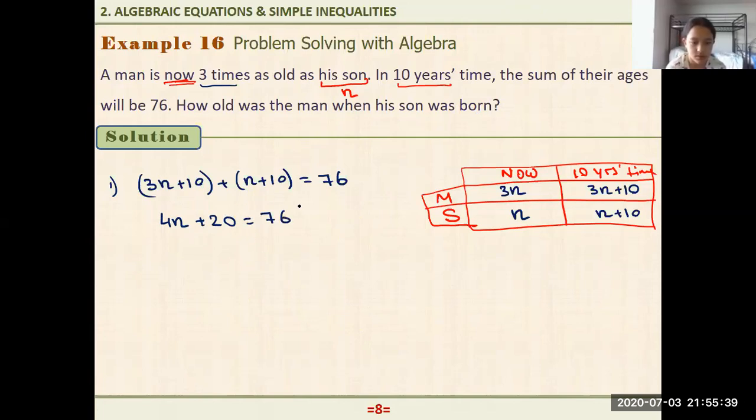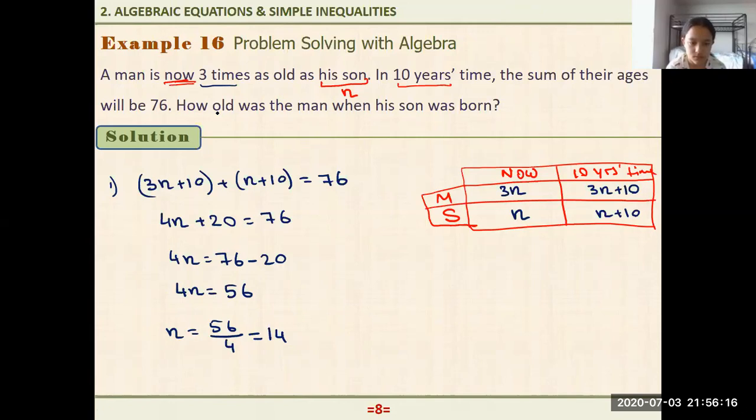Now take the 20 to the right-hand side. It changes sign, so we have 76 minus 20. So 4n equals 76 minus 20, which is 56. Now it is multiplied, so I should divide both sides by 4. So n equals 4 over 4, which is 1, and here we have 56 over 4, which is equal to 14. So now we got the value of n.